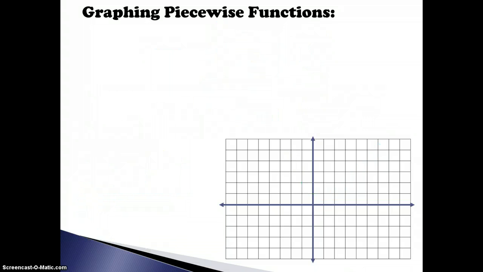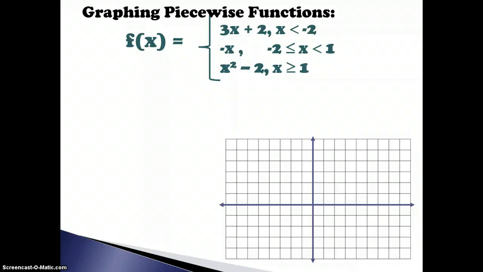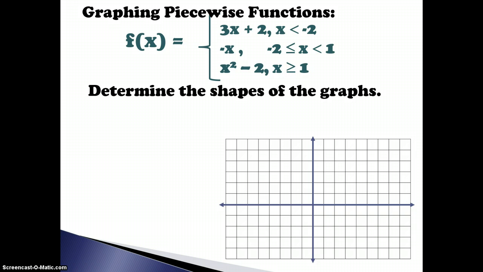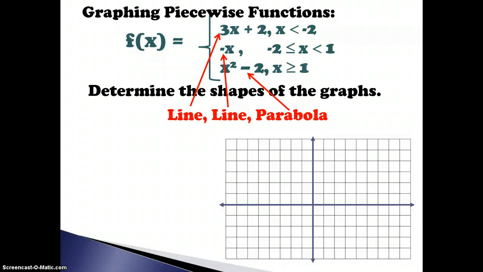So, moving along, we have one more. This is 3x plus 2 when x is less than -2, or -x when x is between -1 and 1, and then x squared minus 2 when x is greater than or equal to 1. So remember, first thing, what shape does this look like? The first one I know is a straight line, in y equals mx plus b. The second one is a straight line. It's just -x. And then the third one, you see x squared, we know that's a parabola. So we have two lines and a parabola.